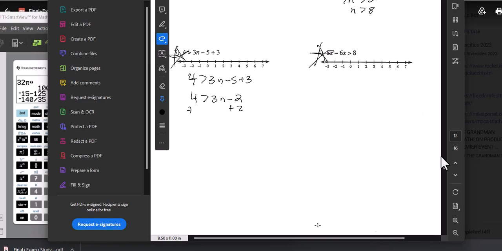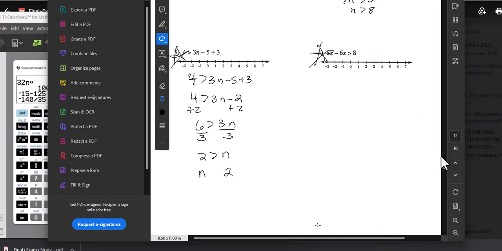I'll add 2 to both sides. 6 is greater than 3n. Divide both sides by 3. 2 is greater than n. I prefer my variable to be on the left-hand side, so I'll write n on the left-hand side and 2 on the right-hand side.